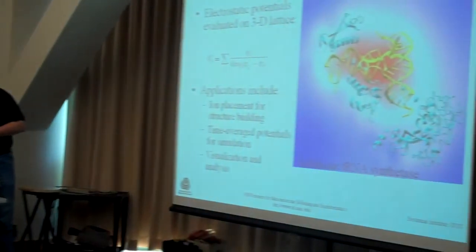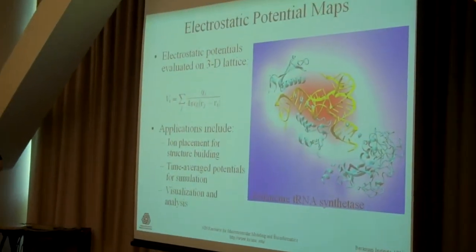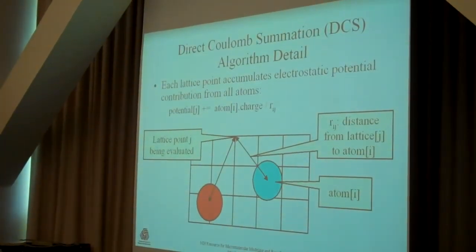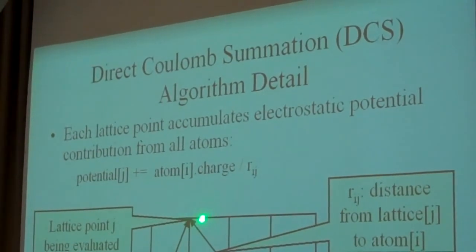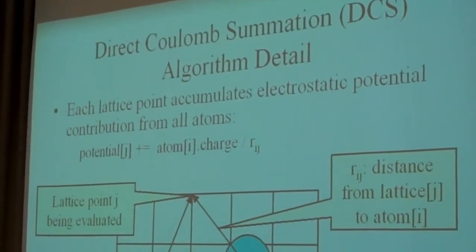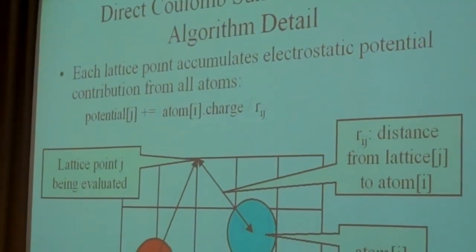So you've seen the direct Coulomb summation algorithm before. I'll just go over it real quick. So basically, in a manner similar to the multiple Debye-Hückel kernel, you're summing contributions to a bunch of lattice points that are sort of in a 3D grid, so sort of like a Rubik's Cube.